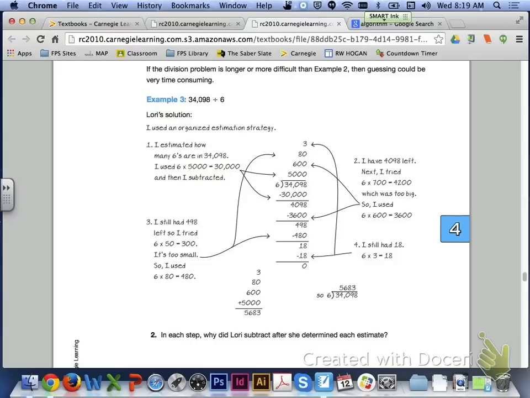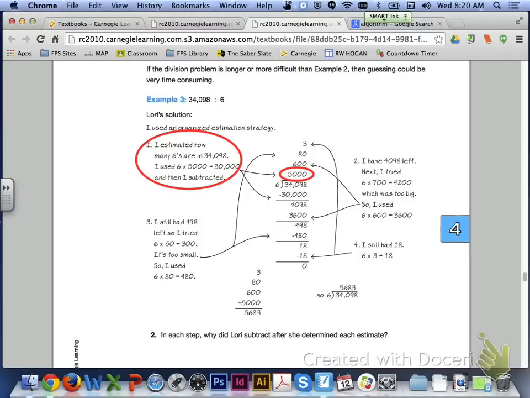Let's turn to page 281. If the division problem is longer or more difficult than one that we saw in example 2, then a guess and check method could be very time consuming. We know that that wouldn't be very efficient. So let's take a look at Lori's solution for the problem 34,098 divided by 6. This should look similar to what you did in Everyday Math with partial quotients.